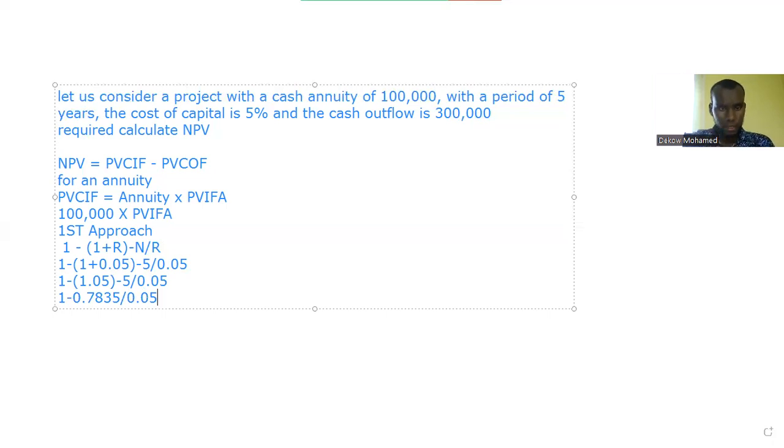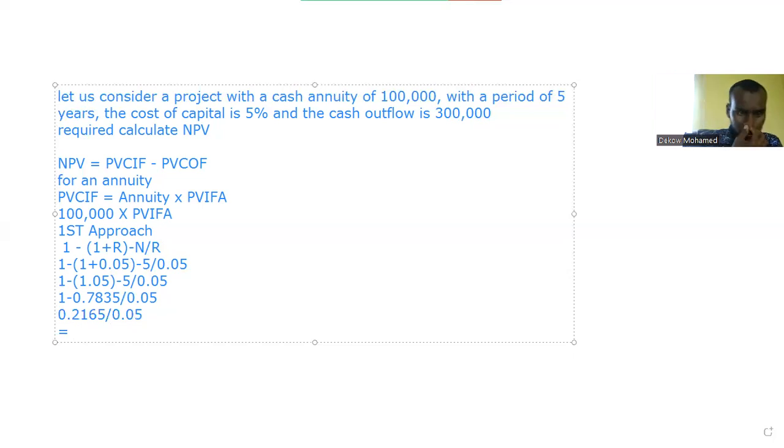So let's now do it together. We take 1 minus 0.7835, you get 0.2165. Then this divided by 0.05. If you sort out this, it will give you the answer here. If you take it divided by 0.05, it gives you 4.33.